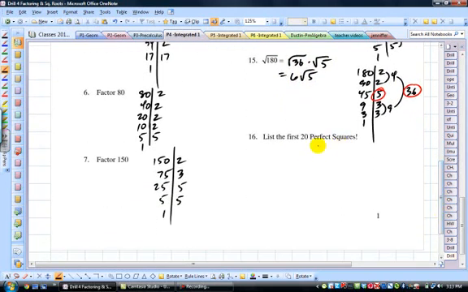All right, the last drill is this. We're going to write down the first 20 perfect squares, and you guys should know these pretty well because we've been practicing them for many days. So pause the video, write them all down. All right, go.